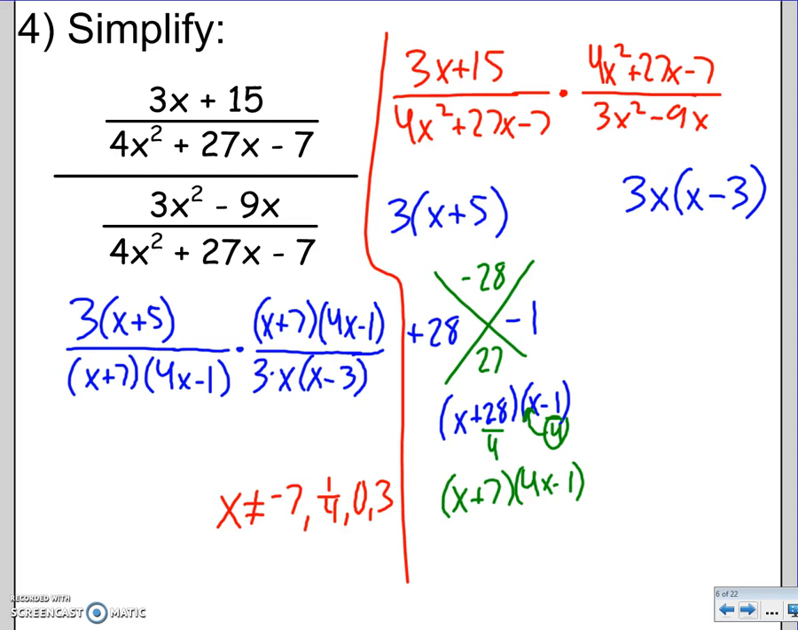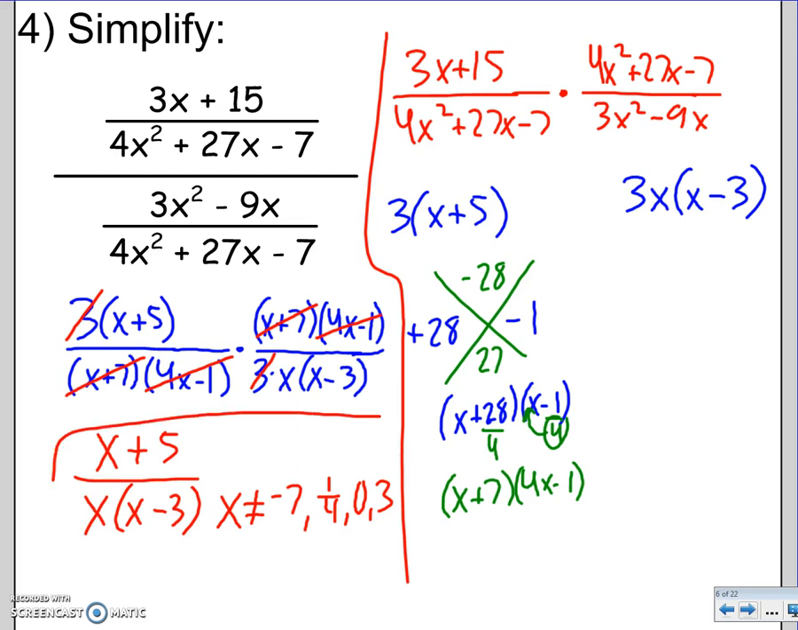And last is cancel out. Well, it cancels. 3's gone. X plus 7's gone. 4x minus 1's gone. That's it. So on top, I have x plus 5. On bottom, I have x, parentheses, x minus 3. That's the answer there.